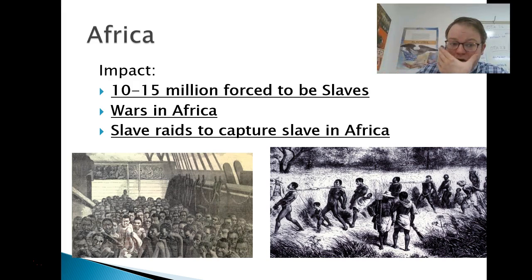It's going to start wars in Africa over the slave trade, slave raids to capture slaves in Africa. As you can see from the painting down below, the majority of the slave catchers in Africa were Africans themselves. Those nations that lived close to the coast, who were getting the guns and things they needed to conquer the tribes inside the interior, brought them back out to become slaves in the colonies.